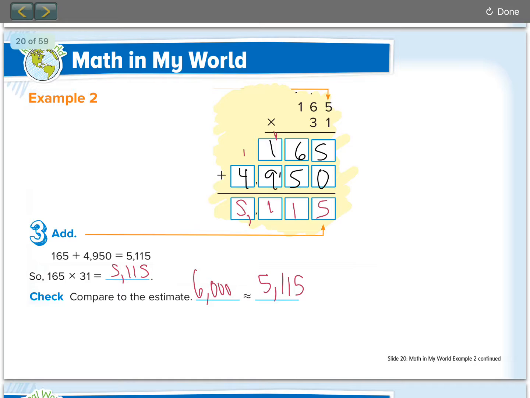1 plus 1 is 2, and 2 plus 9 is 11. I put 1 in the hundreds column and carry 1 to the thousands column. 1 plus 4 is 5. So I get 5,115. 165 times 31 is 5,115. I compare that to my estimate of 6,000, and it is reasonable.